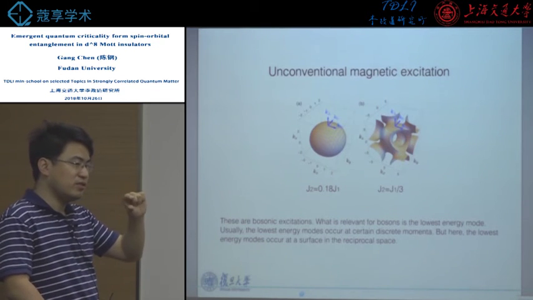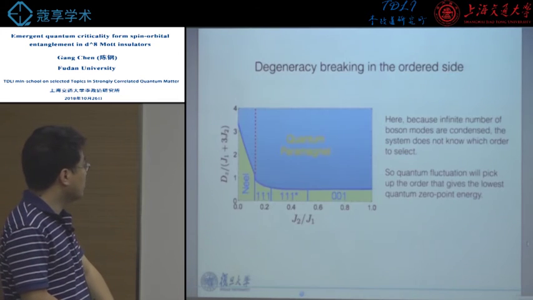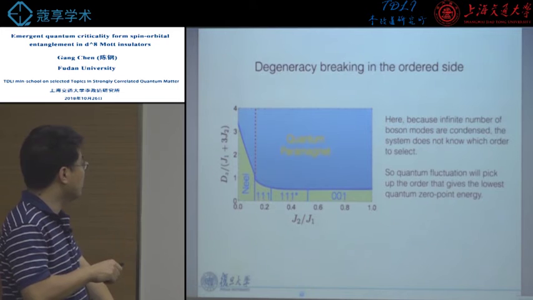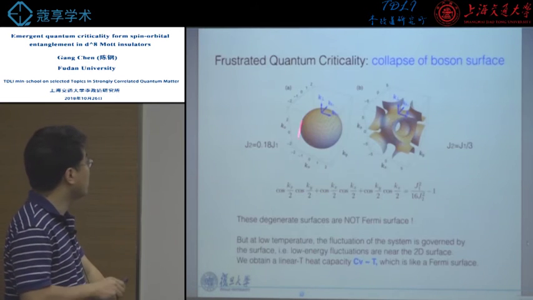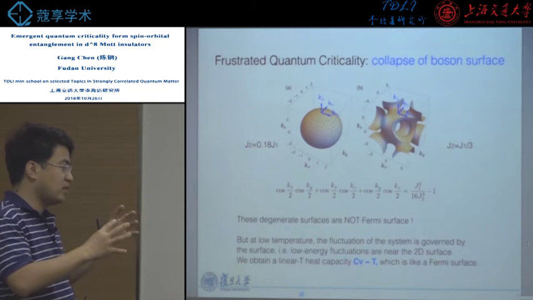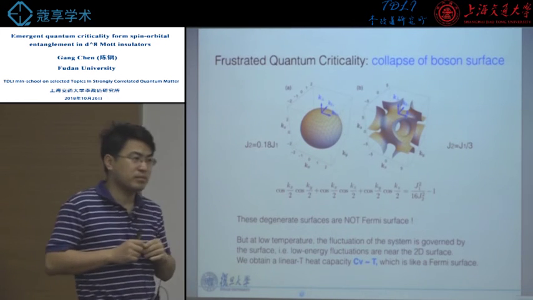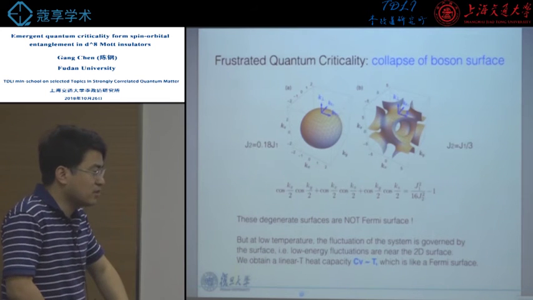If the system approaches this phase boundary, all these degenerate minima will condense at the same time. They become critical at the same time. So this is a completely different type of criticality.